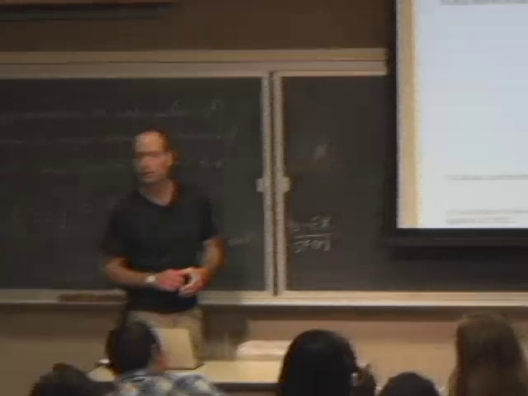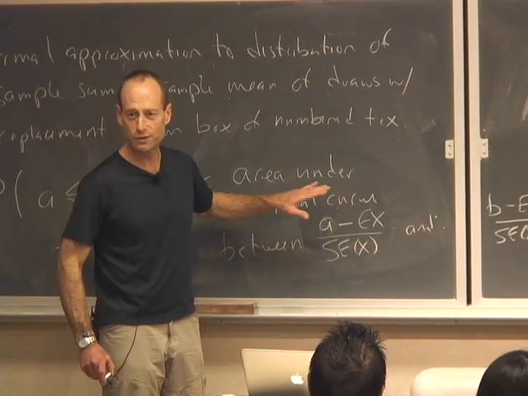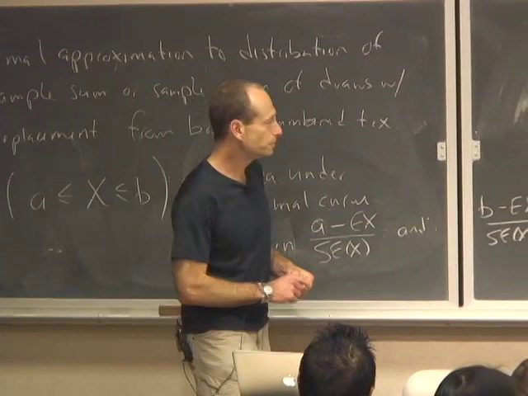That's in the special case that X is the sum of n draws at random with replacement from a box of numbered tickets, right? Because the expected value of that is n times the average of the box, and the standard error is root n times the standard deviation of the box. All right, it might be easiest to do an example.